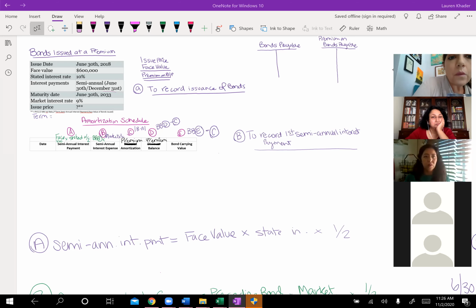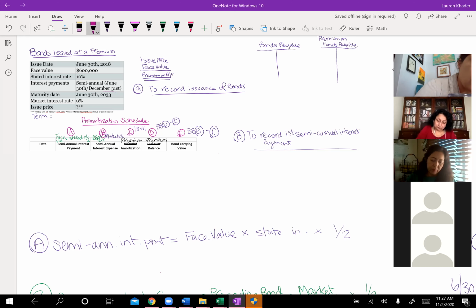So we're going to look at this example. They issue the bonds on June 30th, 2018. Face value of the bonds is $600,000. Stated interest rate is 10%. Interest is paid on June 30th and December 31st. And the maturity date is June 30th, 2033. So 15 years is the term. Which we will need.